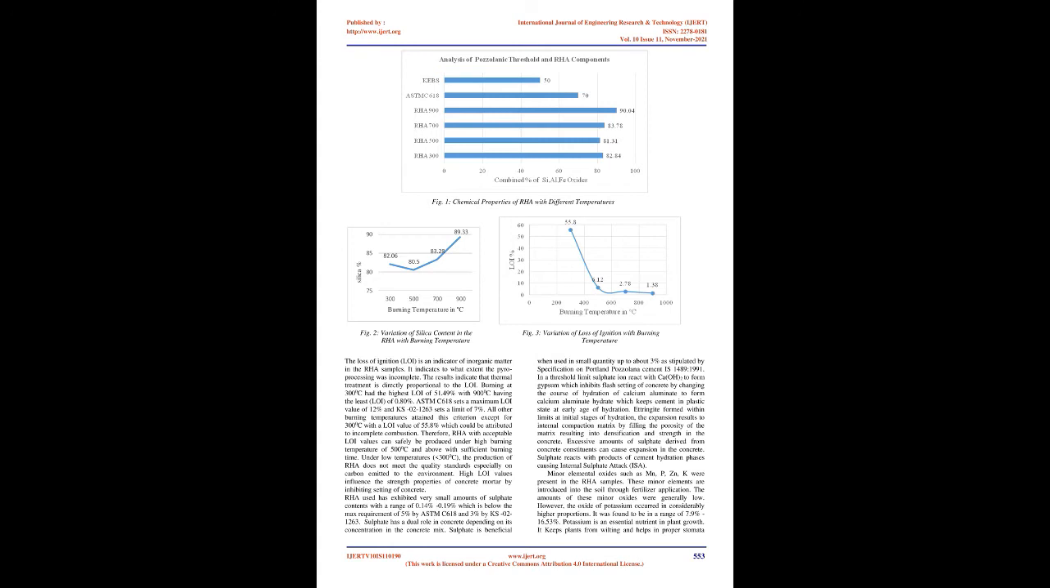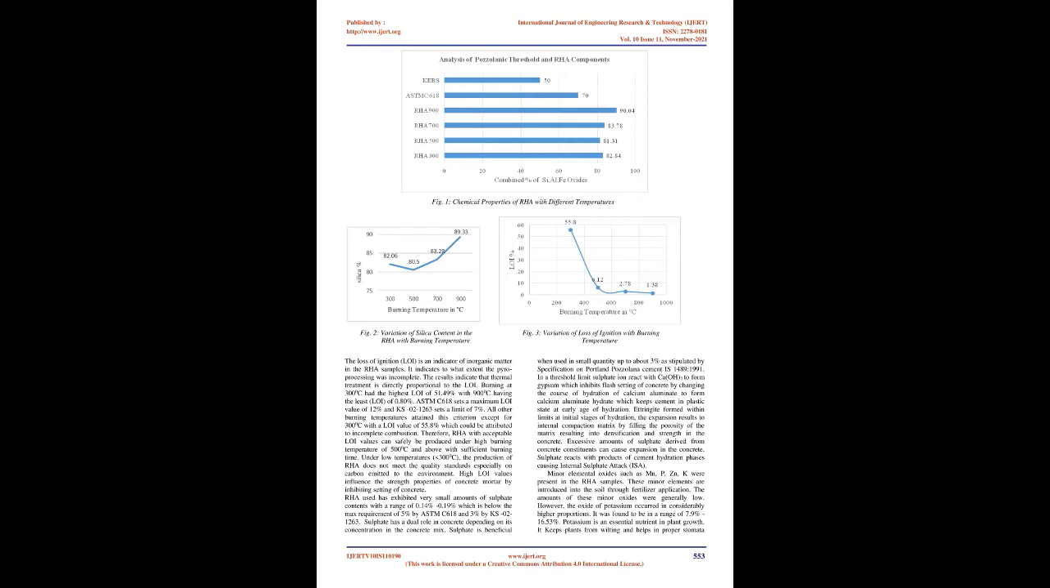Sulfate has a dual role in concrete depending on its concentration in the concrete mix. Sulfate is beneficial when used in small quantity, up to about 3%, as stipulated by the specification on Portland pozzolana cement, IS 1489:1991. In a threshold limit, sulfate ion reacts with CaO2 to form gypsum, which inhibits flash setting of concrete by changing the course of hydration of calcium aluminate to form calcium aluminate hydrate, which keeps cement in plastic state at early age of hydration. Ettringite is formed within limits at initial stages of hydration.